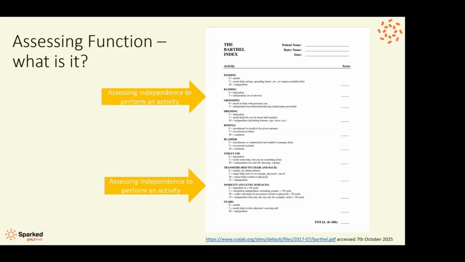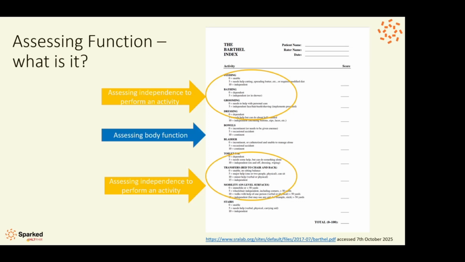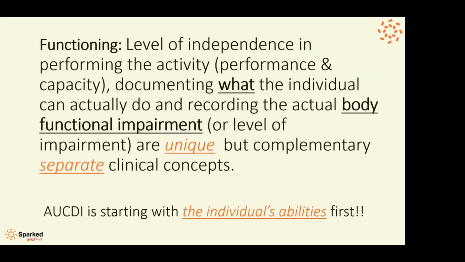So if we take a look at the Braden scale, and this is probably quite common to a lot of the clinicians in the room, we can see that the two yellow arrows on the slide at the moment are looking at the way that an individual might perform an activity. So at the top, we've got feeding, bathing and grooming, and at the bottom, we've got transferring bed to chair, and we've got the level of mobility. But in the middle, we've got assessing body function. And this is a standardised tool. The Braden scale is very well known, used in a lot of nursing services across the healthcare service. And we can see that we're measuring very different things.